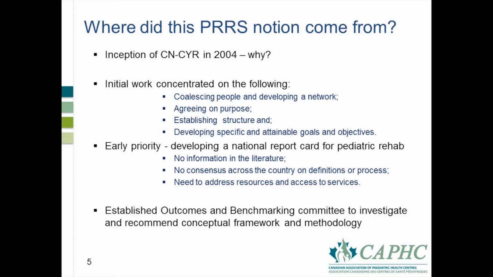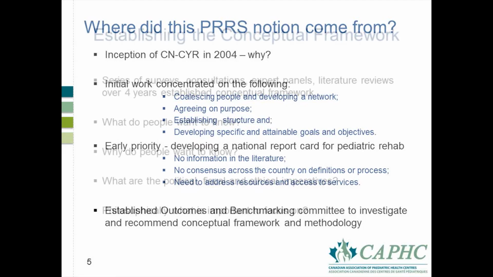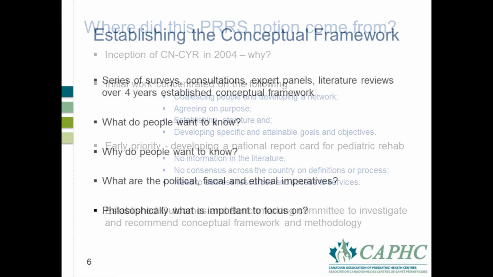So we actually had 4 objectives in those early years, starting off with developing a network, etc. But the objective of developing a national report card was the one that has really led to this work. So we agreed that this was a high priority for all of us, and we established an outcomes and benchmarking committee from out of CNCYR to look at how we would go about doing this work. So next slide.